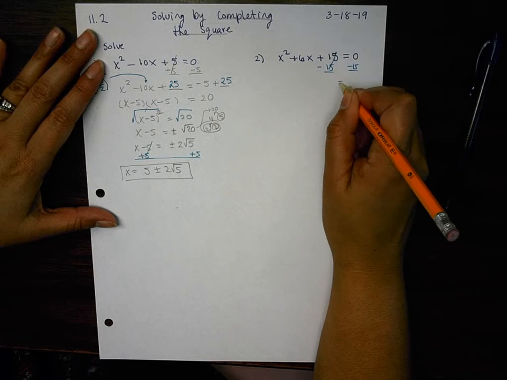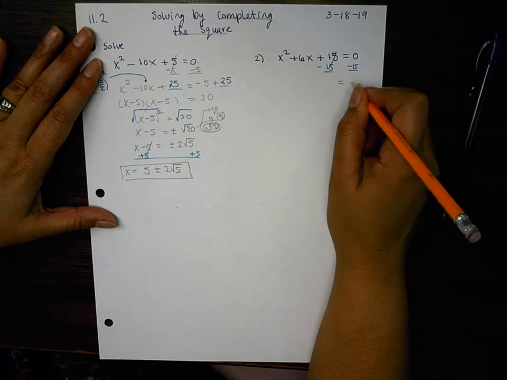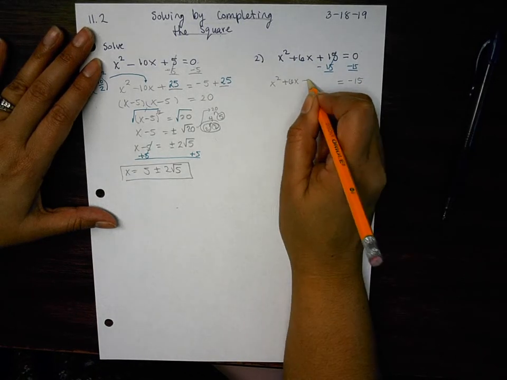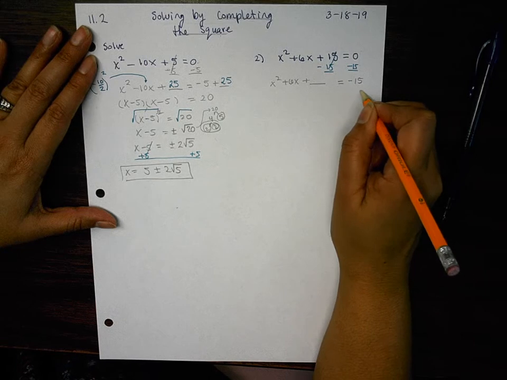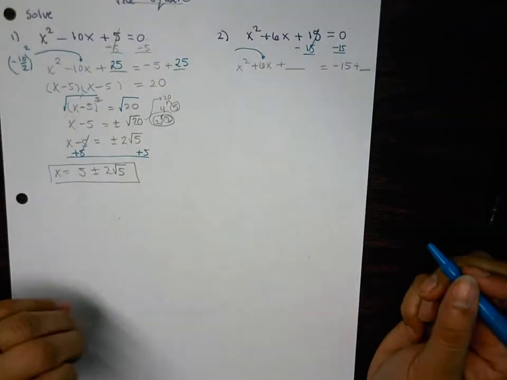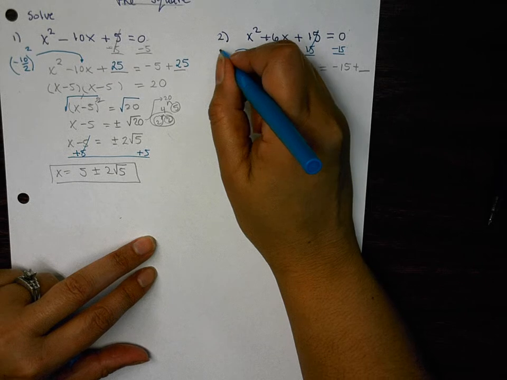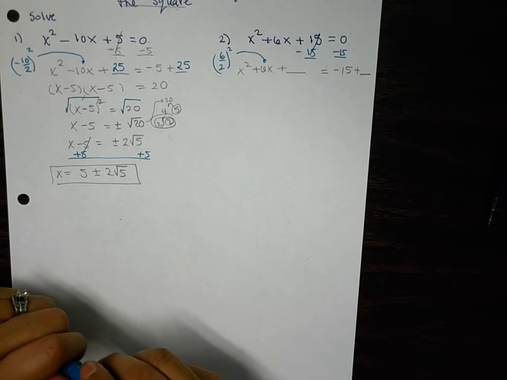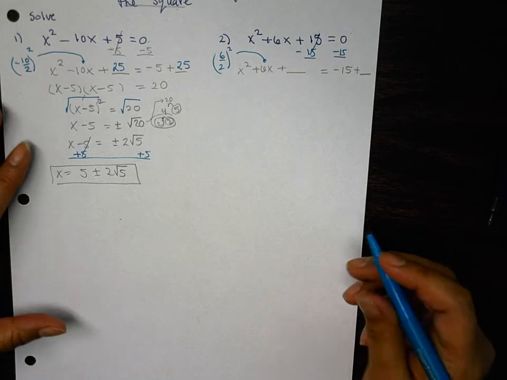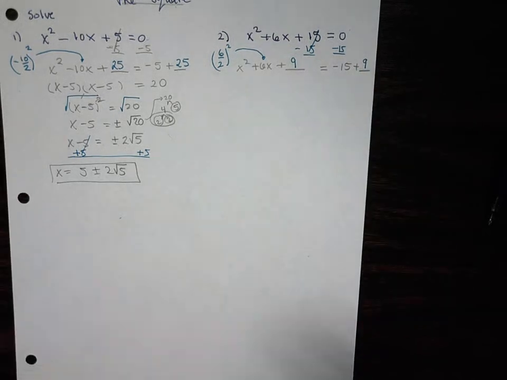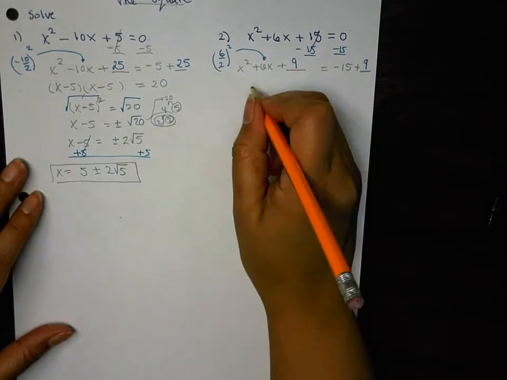Now, if that 0 was a y, I would write it as y minus 15, but these are like terms. What is 0 minus 15? Okay, and then I have x squared plus 6x plus blank. And what I add to one side, I must add to the other. Take the middle, cut it in half, and square. What's 6 cut in half? 3. And what's 3 times 3? And what I add to one side, I must add to the other.